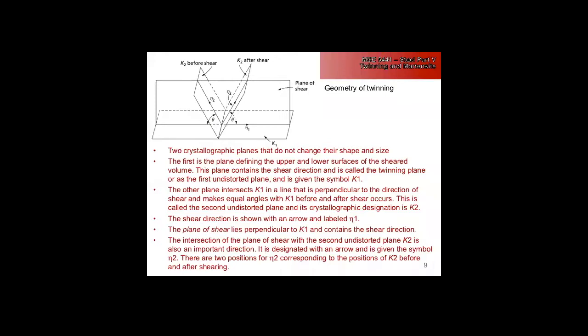So we have two planes that don't change their shape or their size, right? The first one was defined by that upper and lower surface. This plane contains the shear direction, and we give that a special name. We call it the twinning plane, and we give it the nomenclature K1, right?